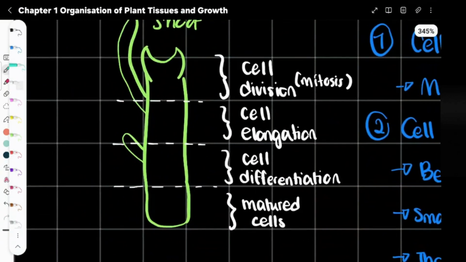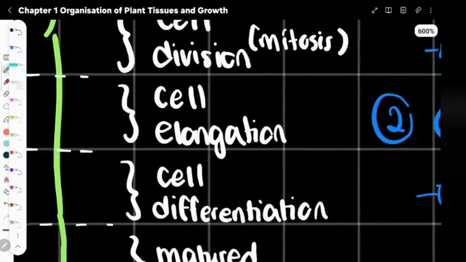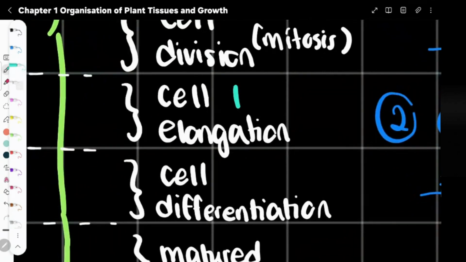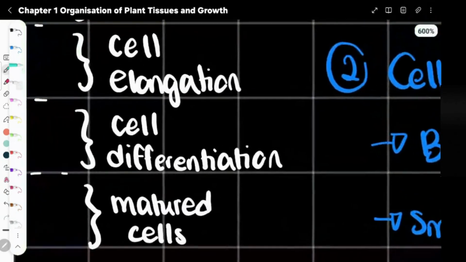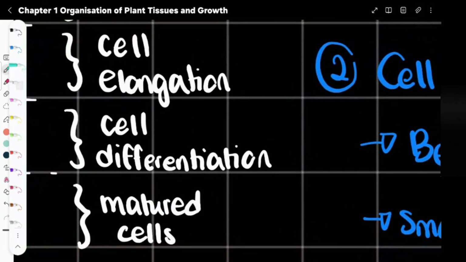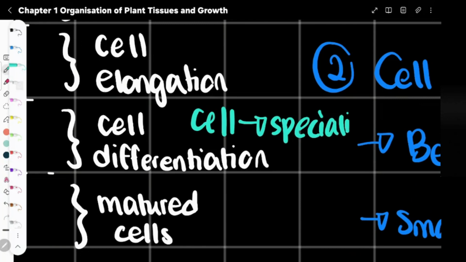So there are three things that will happen. The first thing is cell division, okay? And then the cell elongation. Based on the name, elongation means longer. Make it longer. So from this already, you know it wants to be longer. And then cell differentiation is the last tier. What is differentiation? You learned this in form 4 already. To say it simply, you want to make a cell become specialized. That's all.